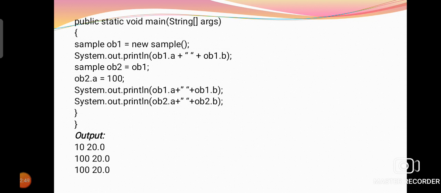And in the second statement we are checking the member values by mentioning the second object, that is OB2. So for both objects the values are the same, OB2.A equal to 100 and OB2.B equal to 20. So this is one type of object cloning with the help of the assignment operator, equal to.